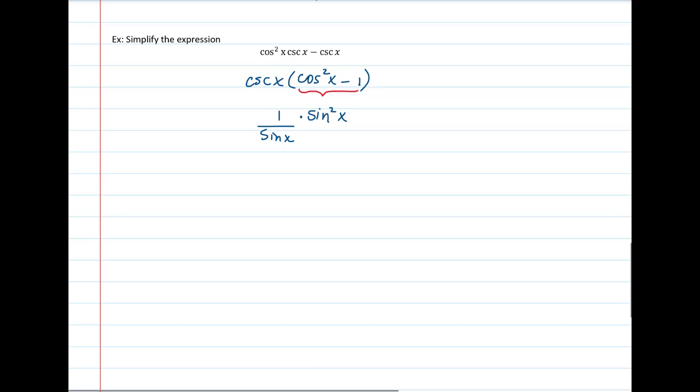So once you do that, we change cosecant to 1 over sine using our reciprocal identities, and notice how 1 over sine of x cancels out from top and bottom, and the final answer is sine of x.